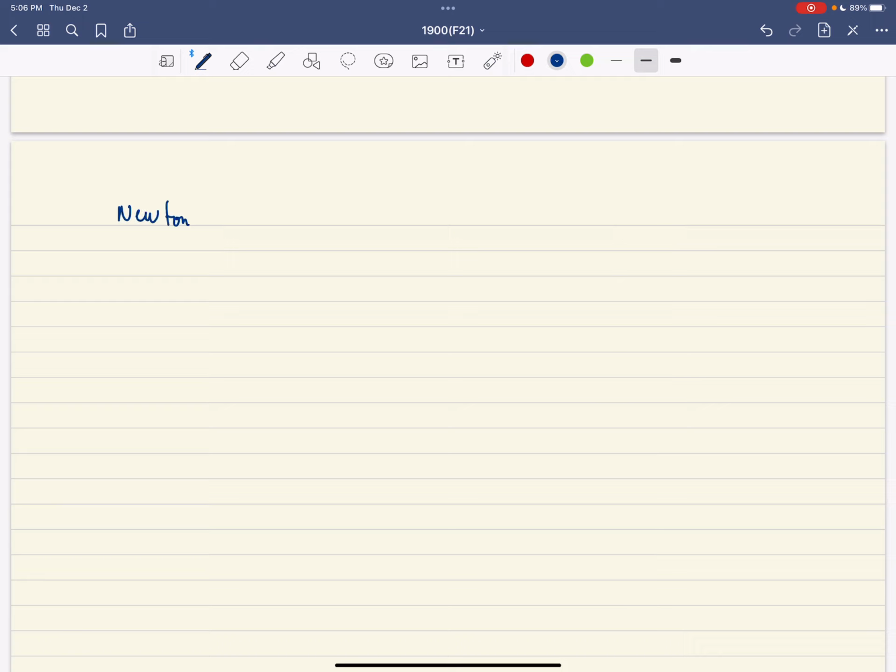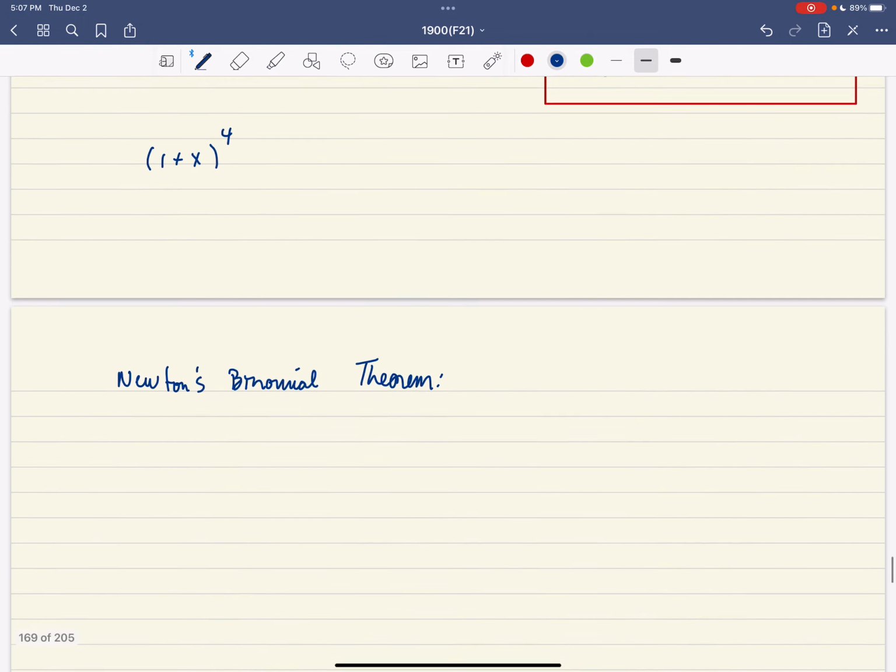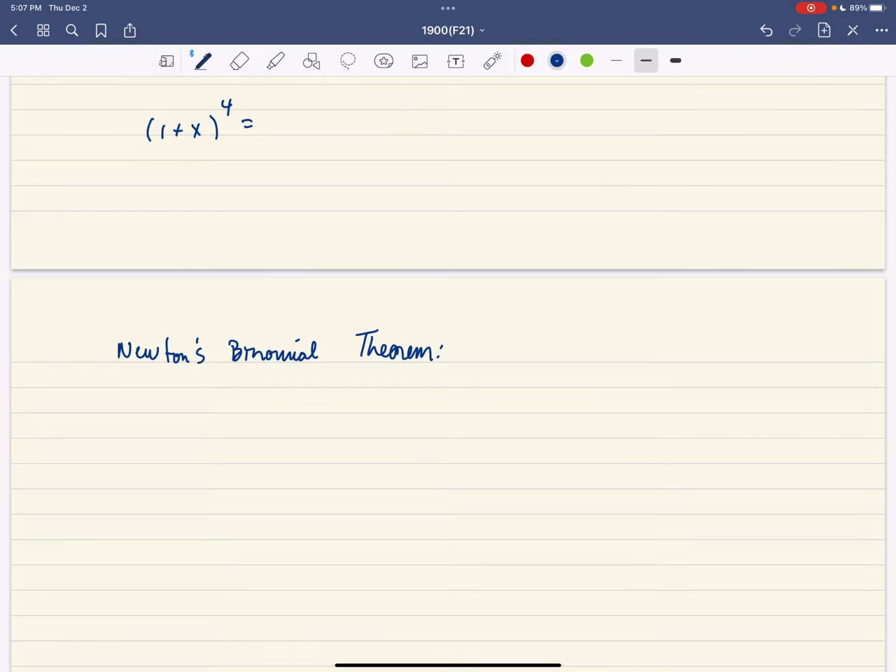One other special case that comes up that I think is worth mentioning is what's called Newton's binomial theorem. So the binomial theorem basically says, how do you take something like 1 plus x to the n, I'm just going to say n is 4, how do you expand that? And it turns out what you do is you write down two terms. You have a 1 and an x. Let me actually write it like this so it's a little easier to follow.